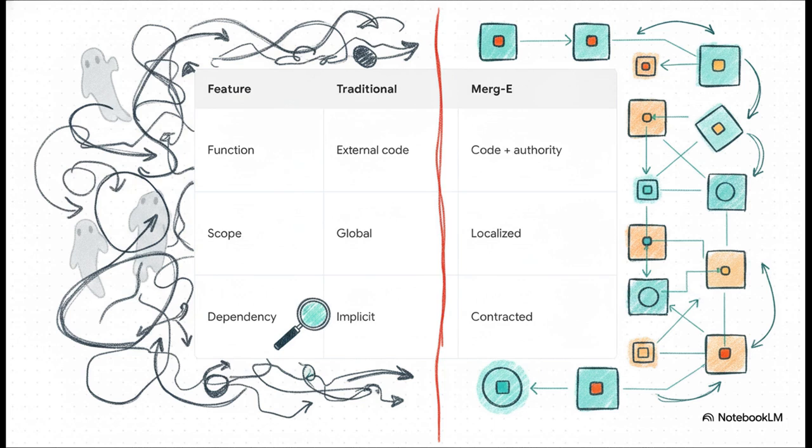Merg-E's merge construct flips this entirely on its head. The scope remains surgically localized to the specific closure, and dependencies are explicitly contracted. That means the imported module only gets the exact authority injected into it by the merge expression, nothing else.